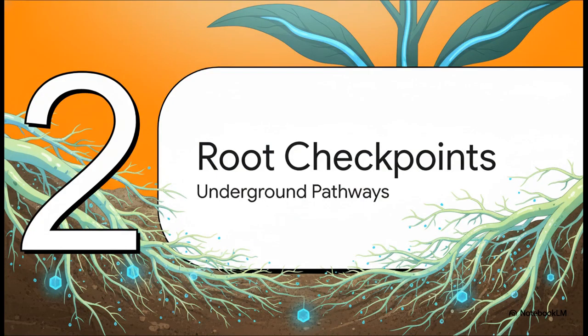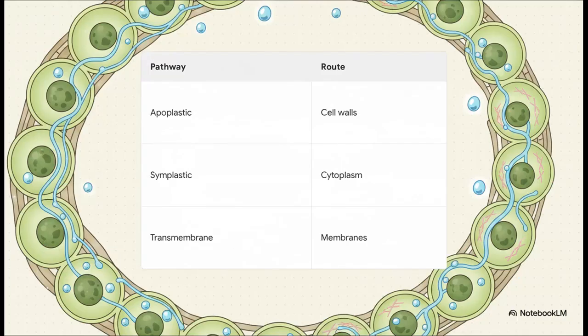Section 2. Roots. The underground checkpoint. So once water actually enters the root epidermis, driven by that lower solute potential created by active mineral accumulation, it has to cross the cortical tissues to reach the central vascular cylinder, which is known as the stele. And it does this using one of three distinct pathways. The apoplastic pathway is kind of like a fast highway right through the porous cell walls, completely avoiding the living protoplast. The symplastic route takes water straight through the continuous cytoplasmic network from cell to cell. And then the transmembrane pathway involves repeatedly crossing the plasma membranes.